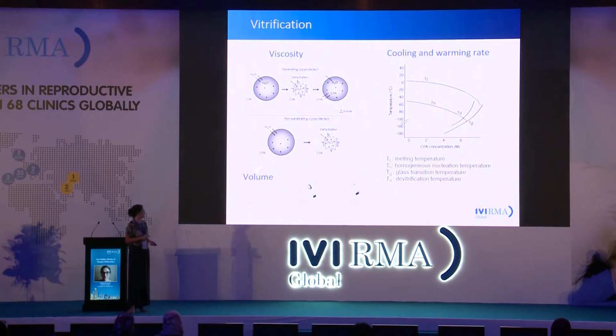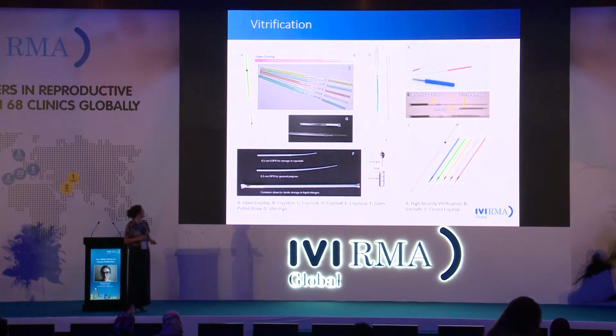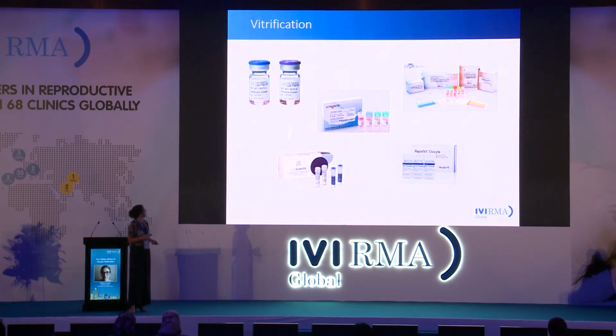Another thing that is important is the volume that you load on the straw. If you use a bigger volume, this will also lead to lower cooling rates. Here I show some different devices that can be used for vitrification. These are open devices in which the oocyte is immediately exposed to the liquid nitrogen, so they have a very high cooling rate, while these devices are closed devices, and they, in general, have a lower cooling rate. And here are some vitrification media.